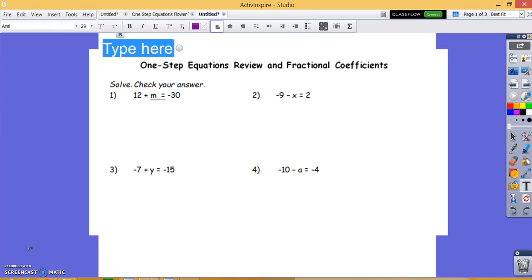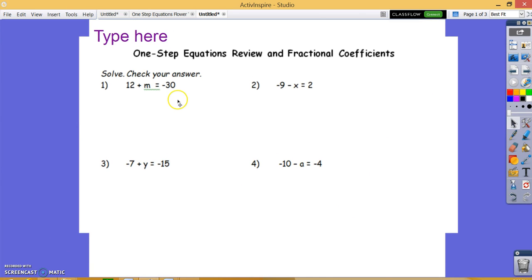Welcome to our lesson on one-step equations and one-step equations with fractional coefficients. Now, the beginning part of this lesson looks like a review, but there is something different about these types of problems. So let's go ahead and take a look for a moment.